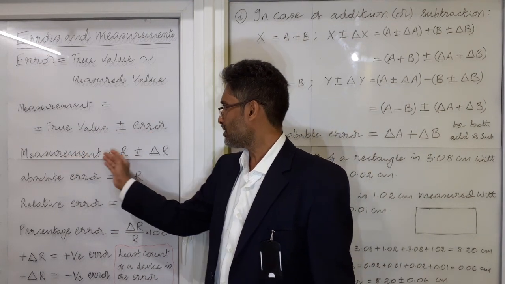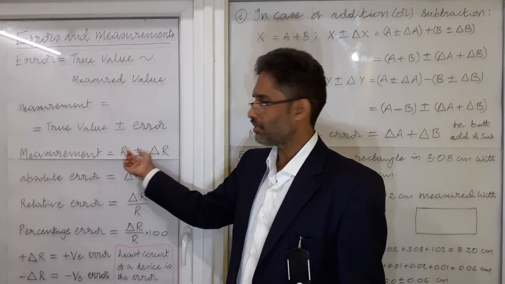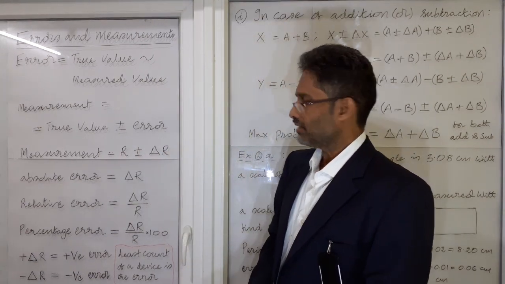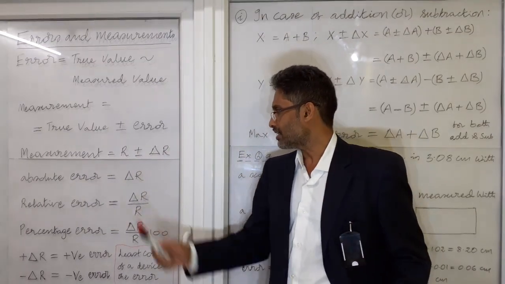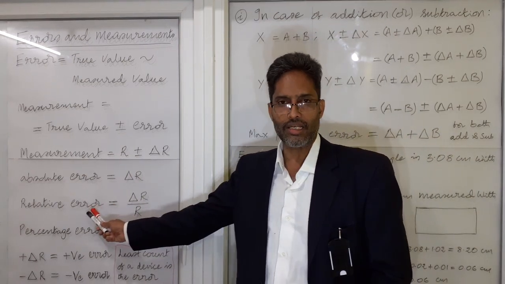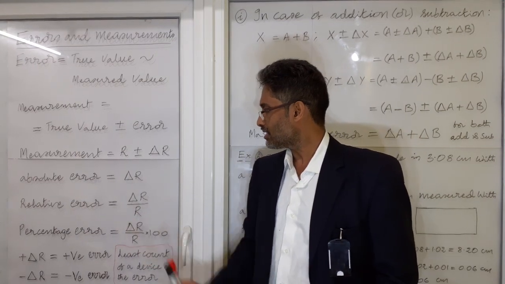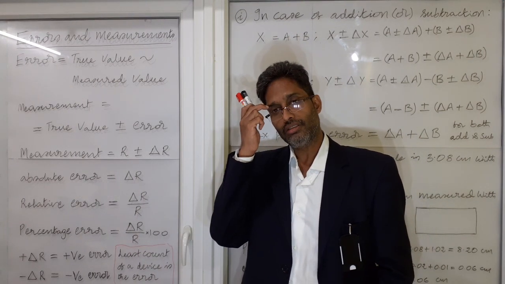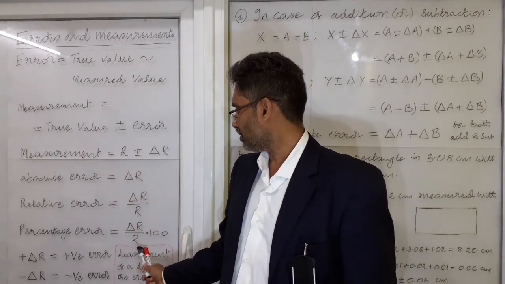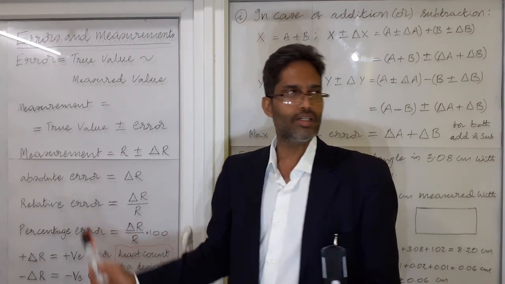So the measurement is equal to r plus or minus delta r, meaning the reading plus or minus the error in it. In that, delta r is called the absolute error, and delta r by r is called the relative error. And delta r by r into 100 is called the percentage error, right? Now, let us rethink this. Everywhere, the least count of a device itself is that error.